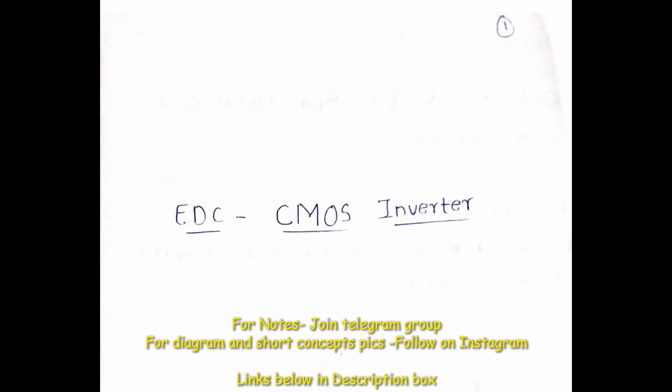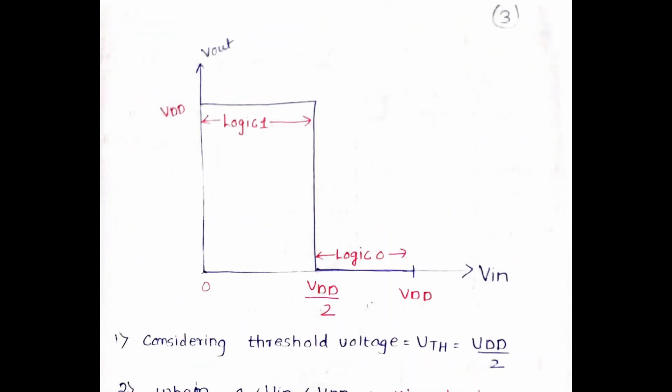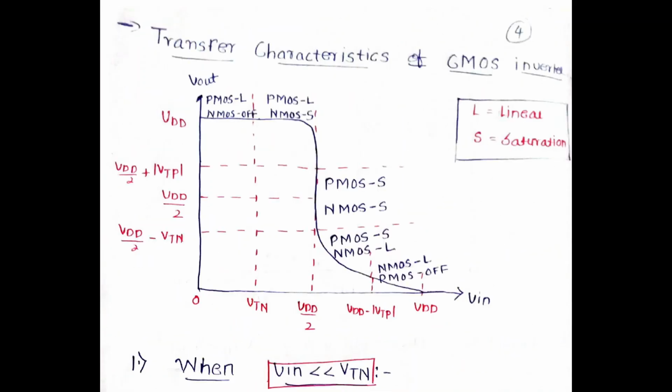The topic that we'll be learning in the concept of CMOS inverter is going to be the transfer characteristic of CMOS inverter. This is a very important graph. This graph tells it all about the CMOS inverter, how it works. Understand this graph very well.